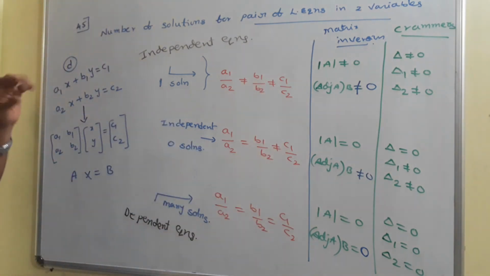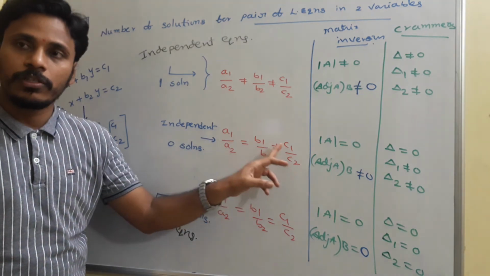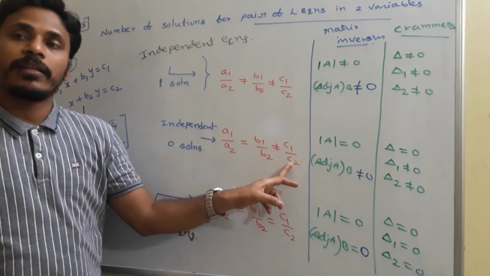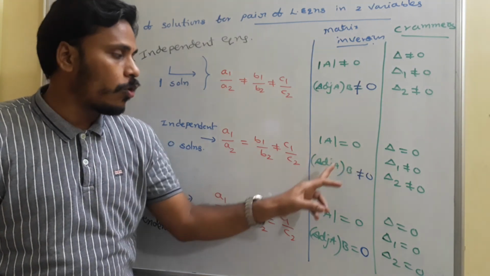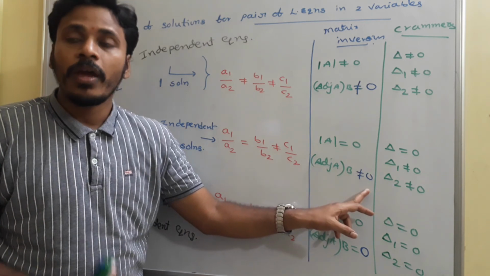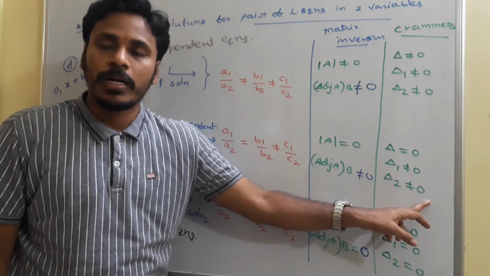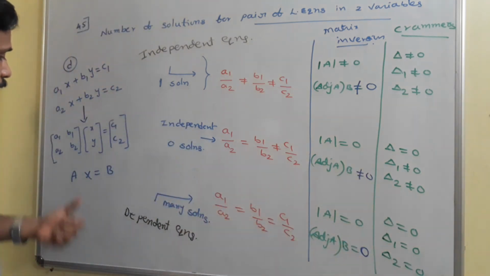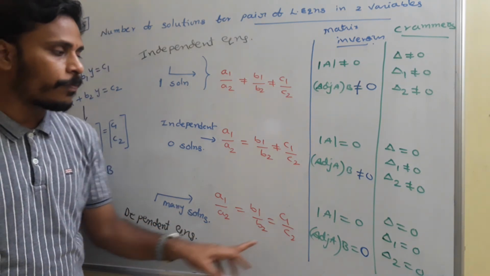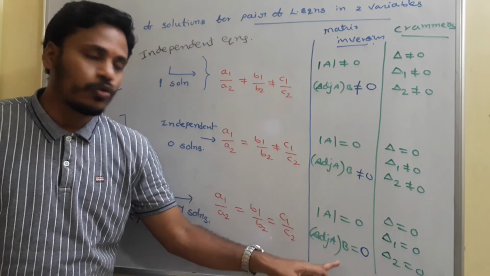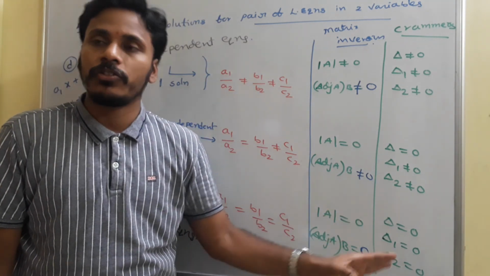Okay, then if this system of equations has no solution, algebraically we say these two ratios are equal and not equal to C1 by C2, and the restrictions from the matrix inversion side, delta, the determinant of A, is 0, adjoint A into B is non-zero, and restrictions from the Cramer's method side, delta is 0 and the remaining two, delta 1 and delta 2, are non-zero. Okay, and if the system of equations has many solutions, algebraically these three ratios are equal, and from matrix inversion method side these two are zero, and from the Cramer's method side delta, delta 1, delta 2 are zero.